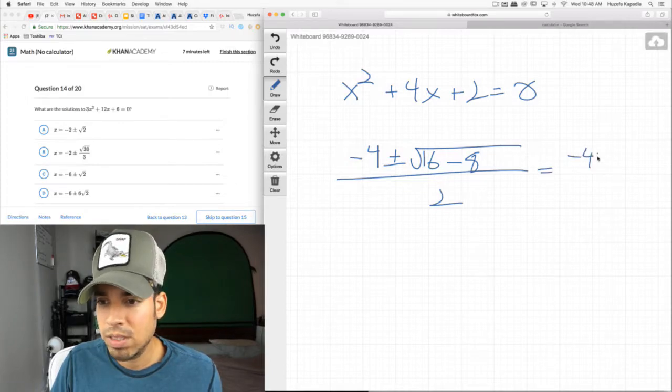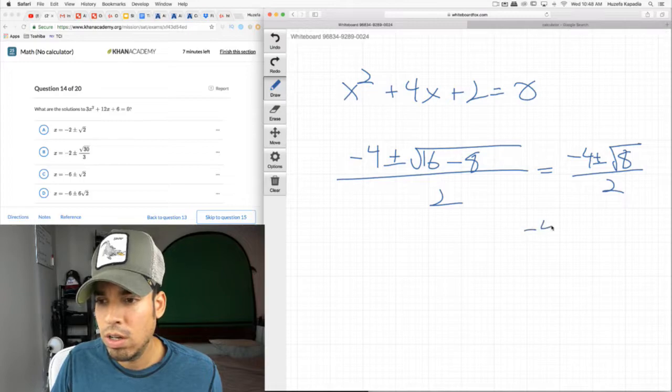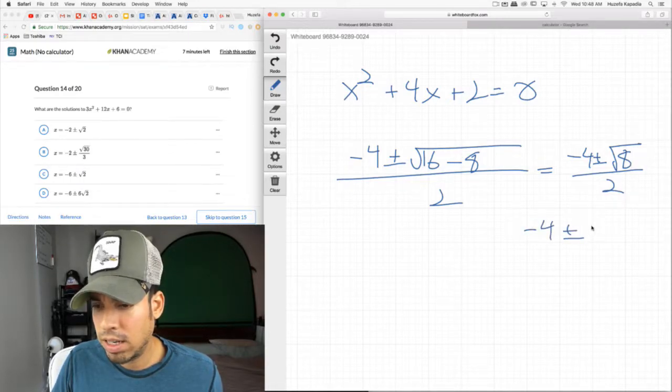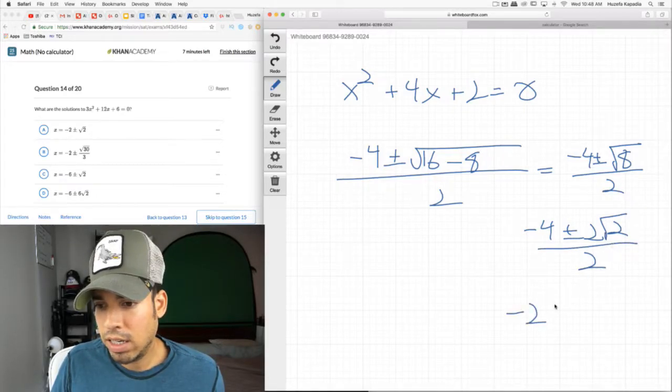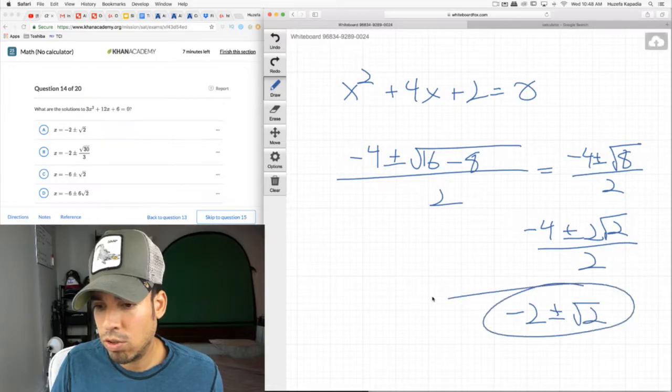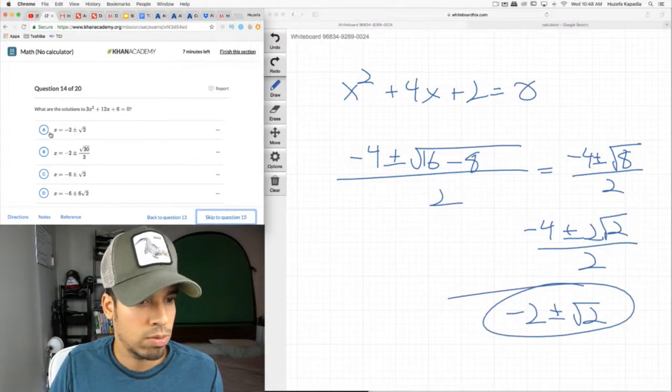This becomes negative 4 plus or minus the square root of 8, over 2. Negative 4 plus or minus, I'm going to take a 2 out of that and simplify. It stays square root 2 inside. And then divide everything by 2. We get negative 2 plus or minus square root 2.